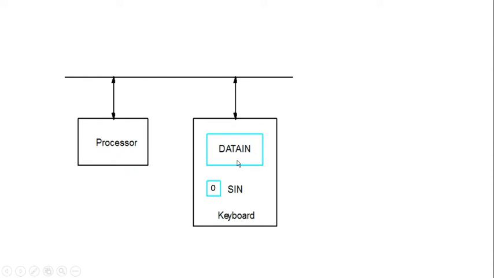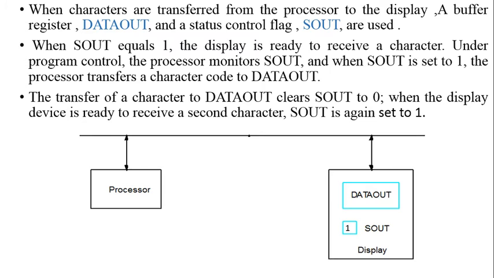After transferring data from data in to the processor, this SIN flag value is automatically cleared to 0. Similarly, in the case of outputting, we have a processor and a display. This display unit is associated with a register known as data out, and it also has a single status flag, which we can call SOUT.